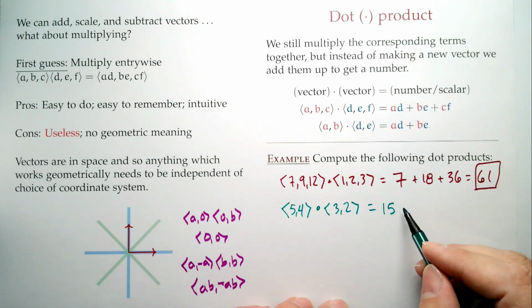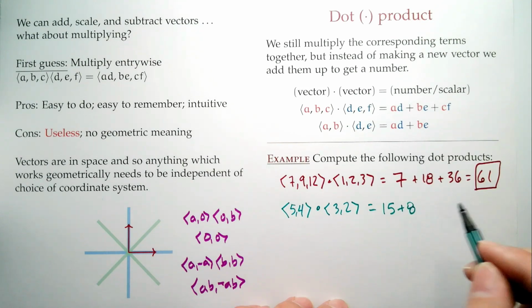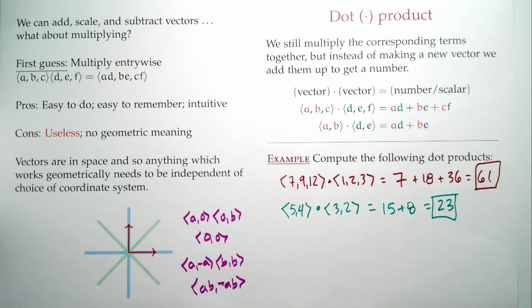15. 4 times 2? 8. And 15 plus 8 is 23. All right. Well, okay. Let's do one more. I'll make something up really quick here.